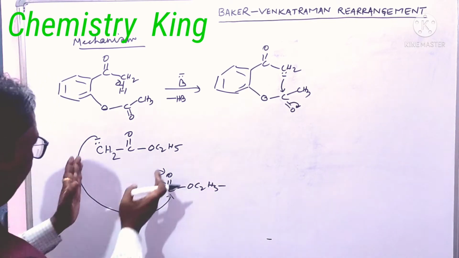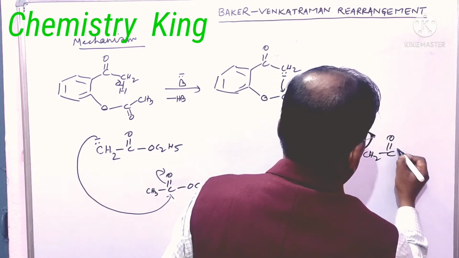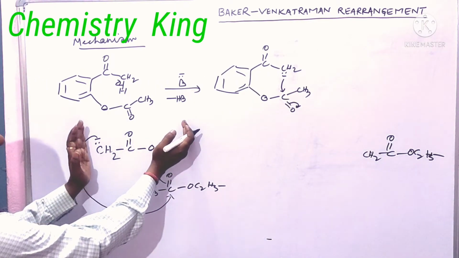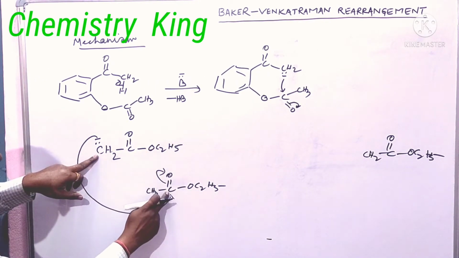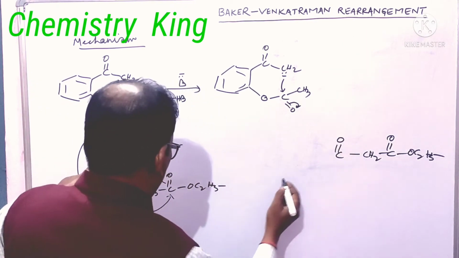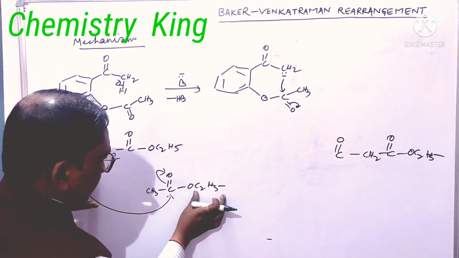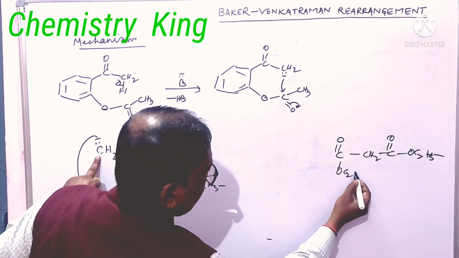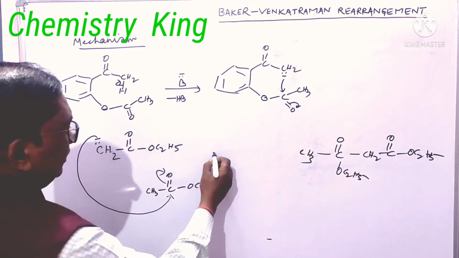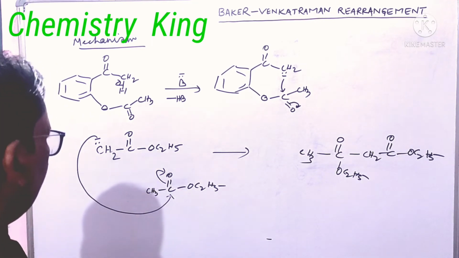Then what will happen? First of all, we write this part: CH2, C double bond O, OC2H5. Okay. I have written this part. Now this carbon will get attached with this carbon, C double bond O, okay, and it is ethoxy and it is CH3. You will get this.